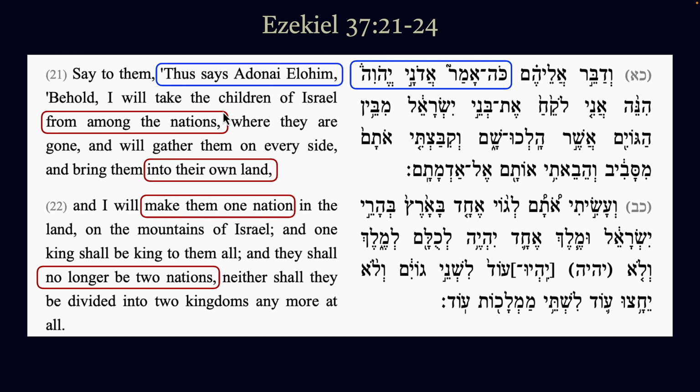So essentially, God is going to bring from all nations. These guys are all scattered over. Take the children of Israel from all nations. It says children of Israel. Here we read Bnei Yisrael, sons of Israel, from all nations where they have gone, and gather them and bring them into their own land. El Admatam, their land, their ground. Make them one nation. They will no longer be two nations, neither shall they be divided into two kingdoms anymore.